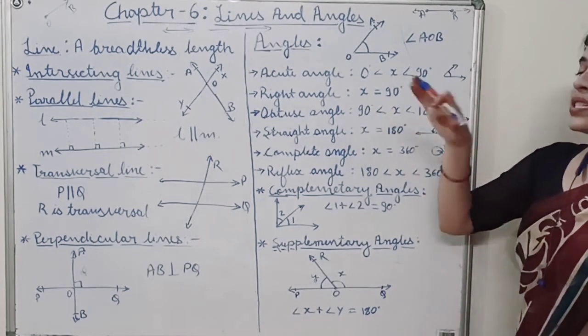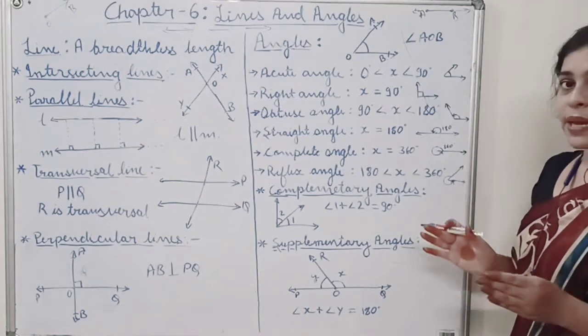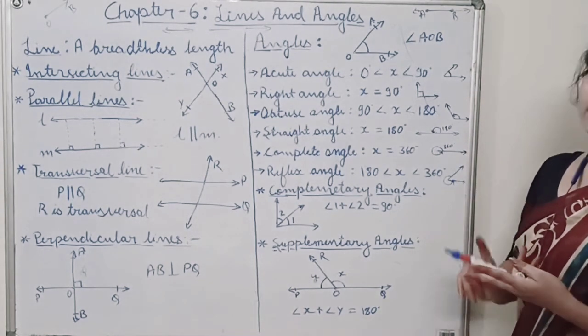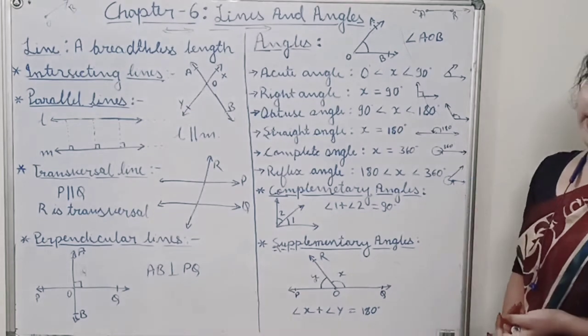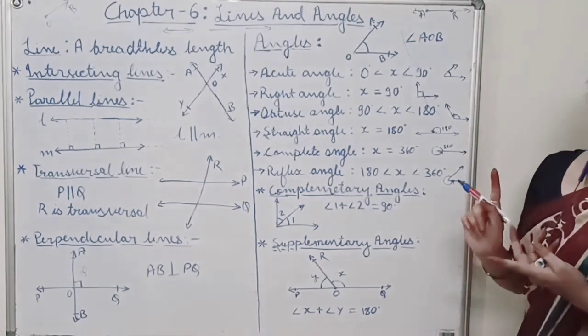Now, types of angles. There are basically 7 types of angles: zero angle, acute angle, right angle, obtuse angle, straight angle, complete angle and reflex angle.